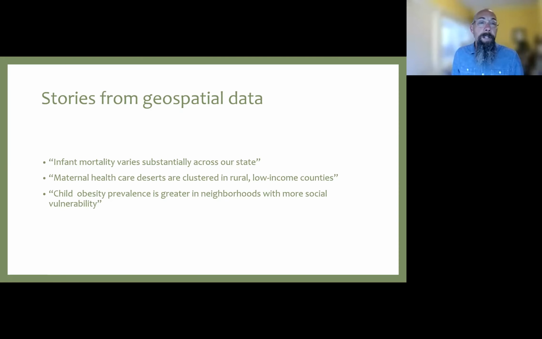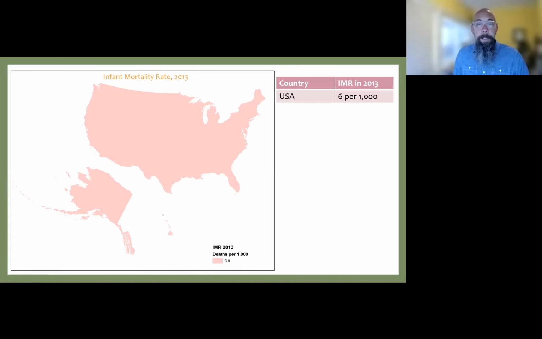So here are some stories we can tell with geospatial data. Infant mortality varies substantially across our state, or maternal healthcare deserts are clustered in rural low-income counties, or child obesity prevalence is greater in neighborhoods with more social vulnerability. So lots of interesting things that can be particularly well displayed with maps. Just as an example, a sort of silly example, this is a map of the infant mortality rate in the US in 2013.